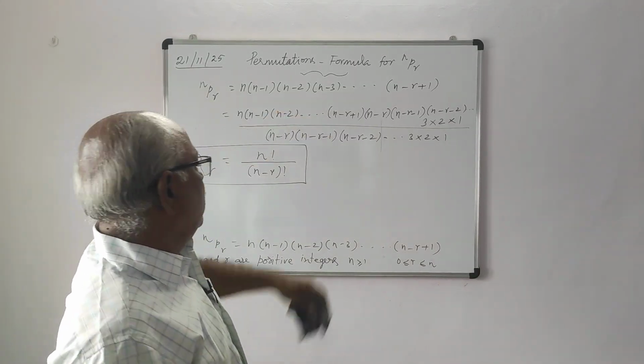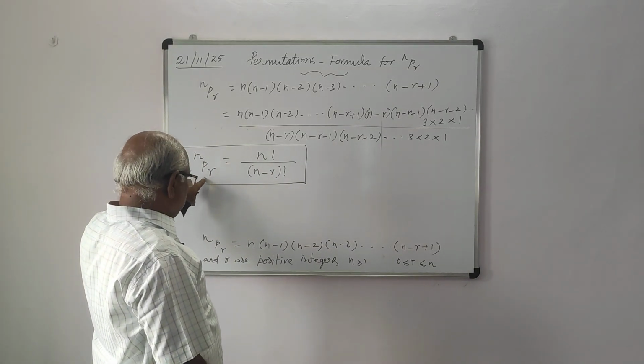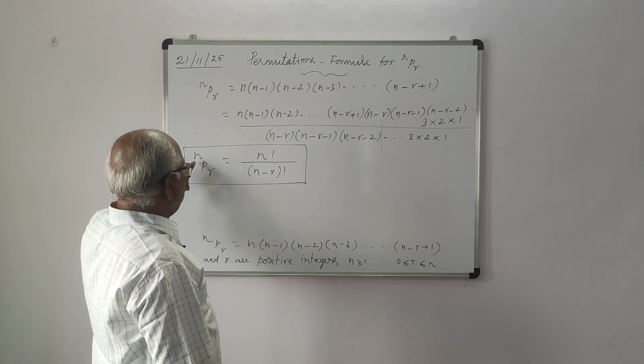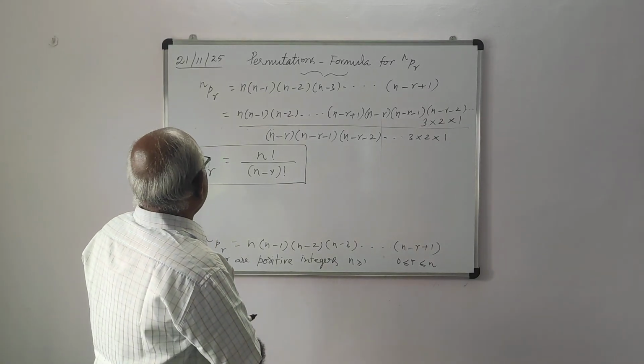This is the formula for nPr, where n is greater than or equal to 1, r is positive, and that should be less than or equal to n. R should always be less than or equal to n. Okay.